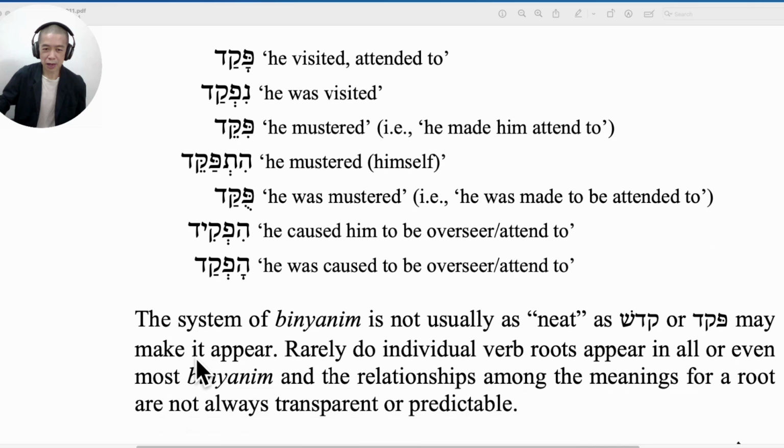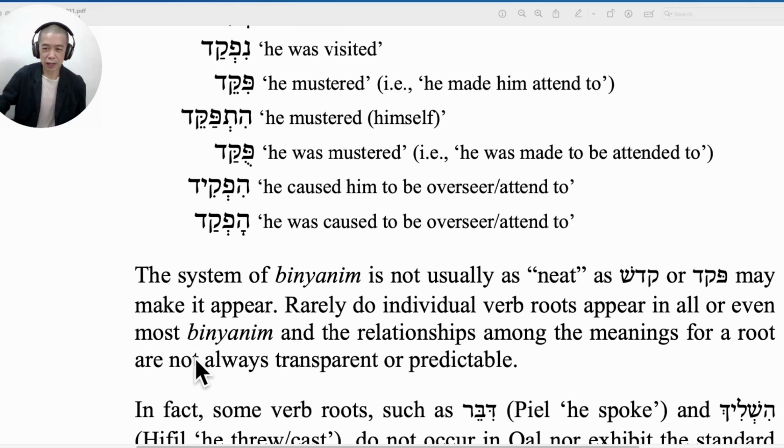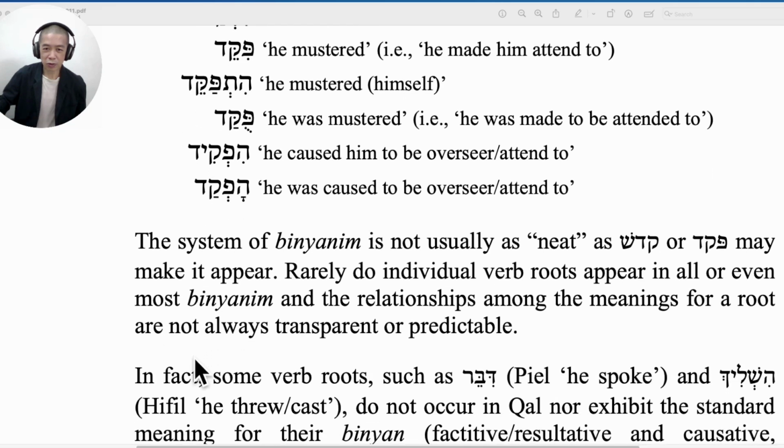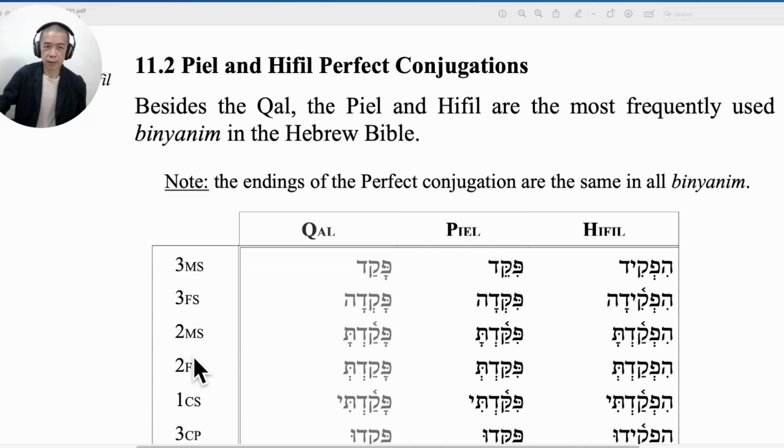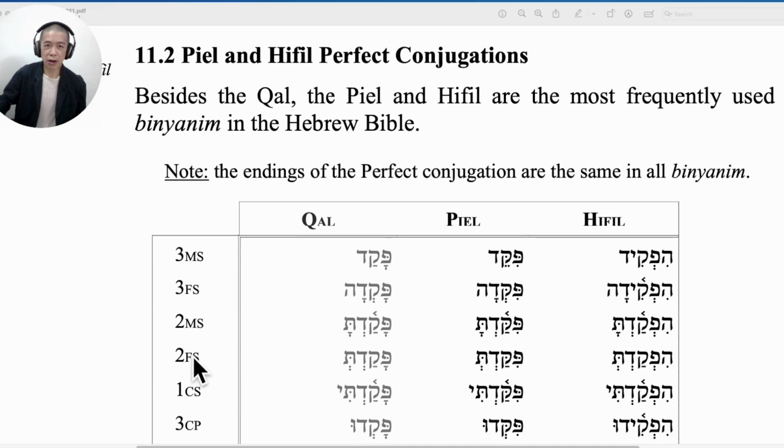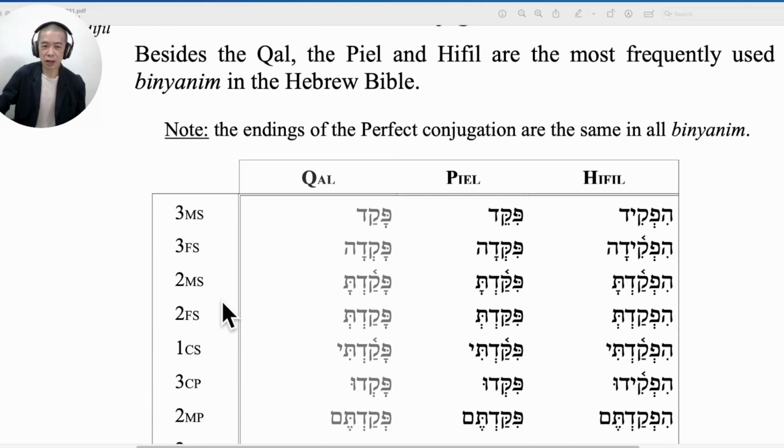So the system of Binyanim is not usually this neat. Rarely do individual verb roots appear in all or even most Binyanim. The relationships among the meanings for a root are not always transparent or predictable. Let's take a look at the Piel and Hifil perfect conjugations. Besides the Qal, the Piel and the Hifil are the most frequently used Binyanim in the Hebrew Bible. So let's take a look at this table.